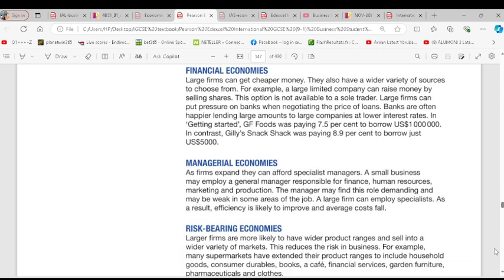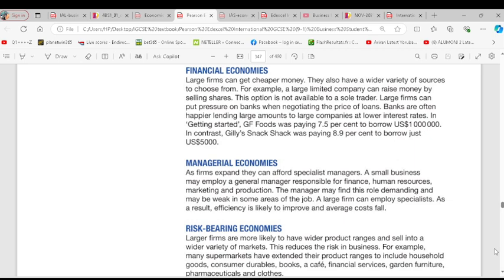The next one, financial economies of scale. It simply talks about how large firms can become attractive to financial institutions, unlike small firms. Small firms will find it difficult to source finance, especially when it is external. But for large firms, banks want to transact with them, because if you are large, it means you are successful. Everybody wants to associate with a successful business, which is a large business.